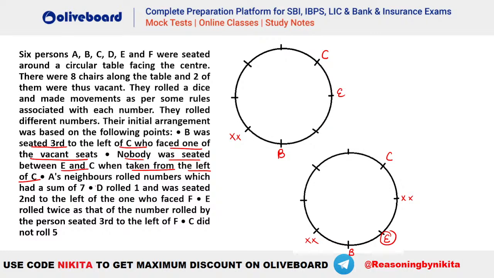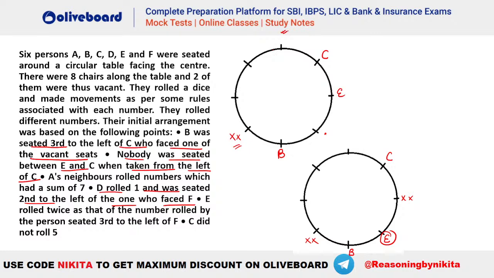Now if you check A's neighbor roll numbers, which had a sum of 7. Also, we have D rolled 1 and was seated second to the left of the one who faced F. Okay. So let's see where we can have D. In the first case, let's say D is here. So D is second to the left of C, and C has to be the one who is facing F. But this is vacant here. That means D cannot be here.